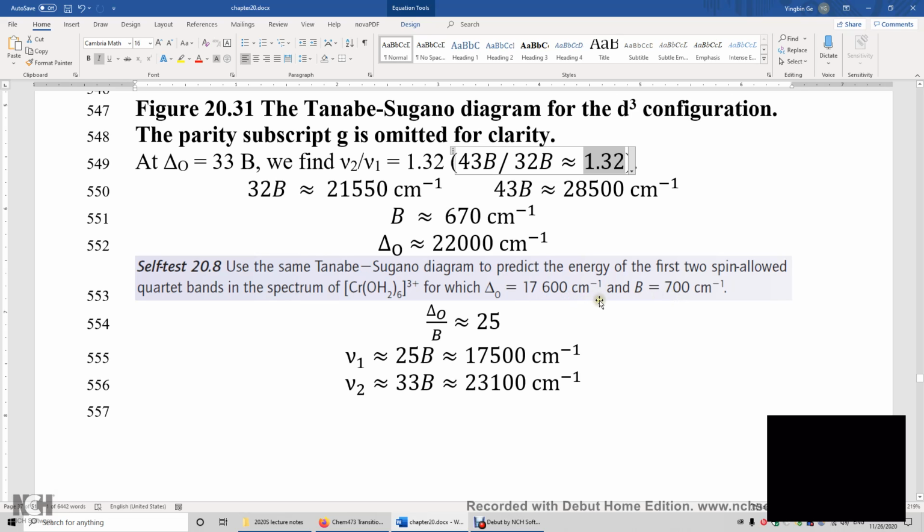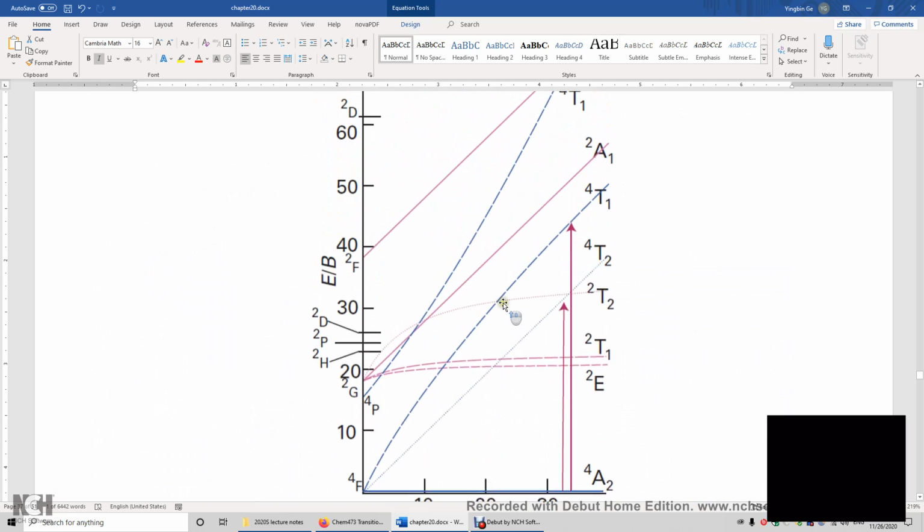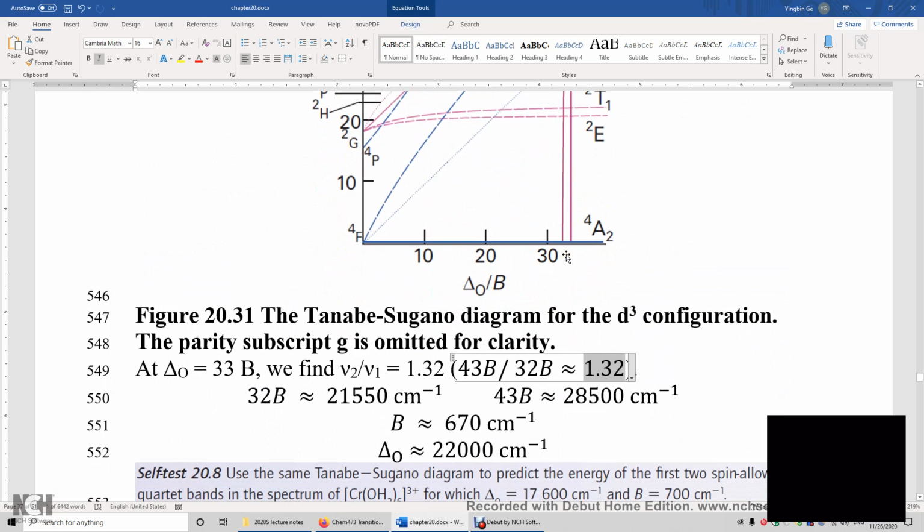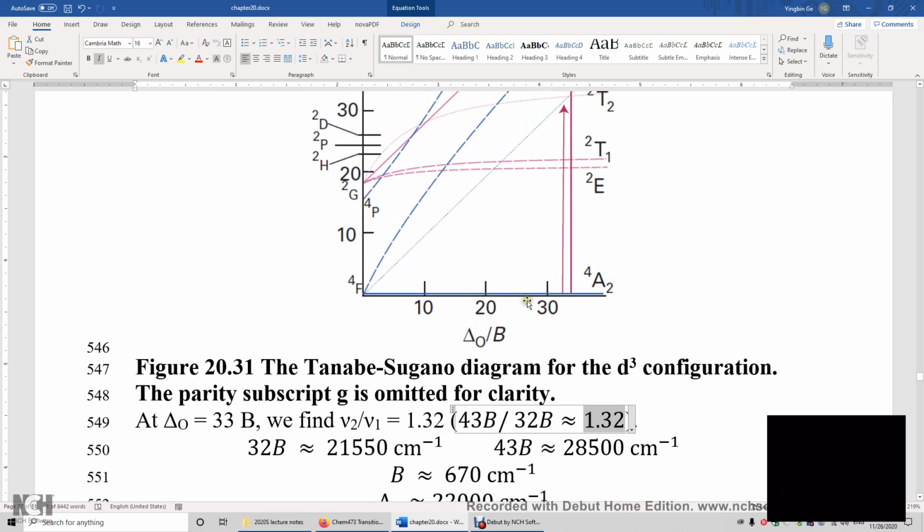Well, in this case, we calculate the ratio between delta O and B. So this divided by this is roughly 25. Why do we need to know this ratio, delta over B? Look at this horizontal axis. Delta over B is equal to 25. So we can just look at here, and then we move up. Over here, this is going to be your first transition.